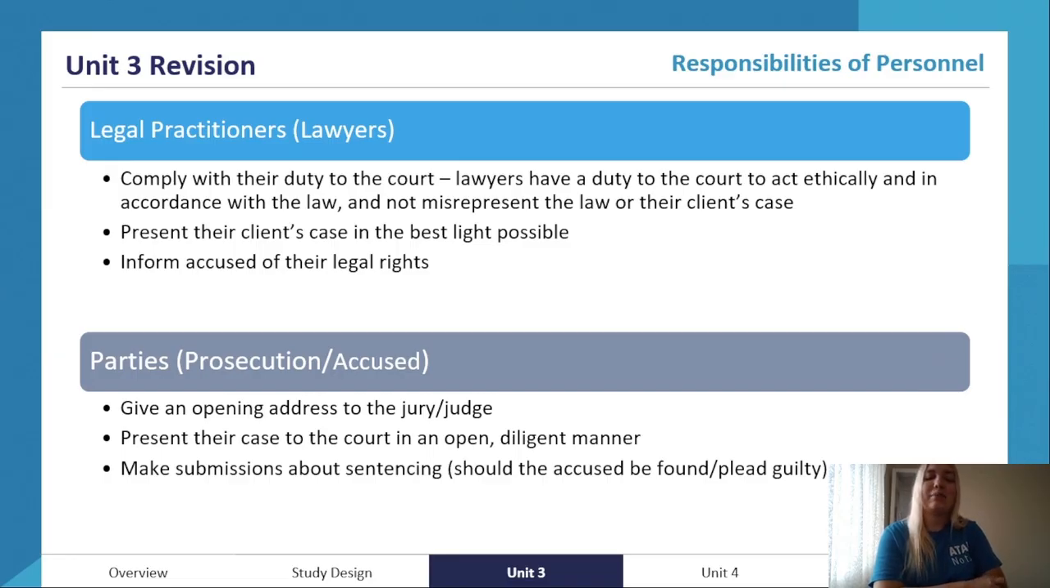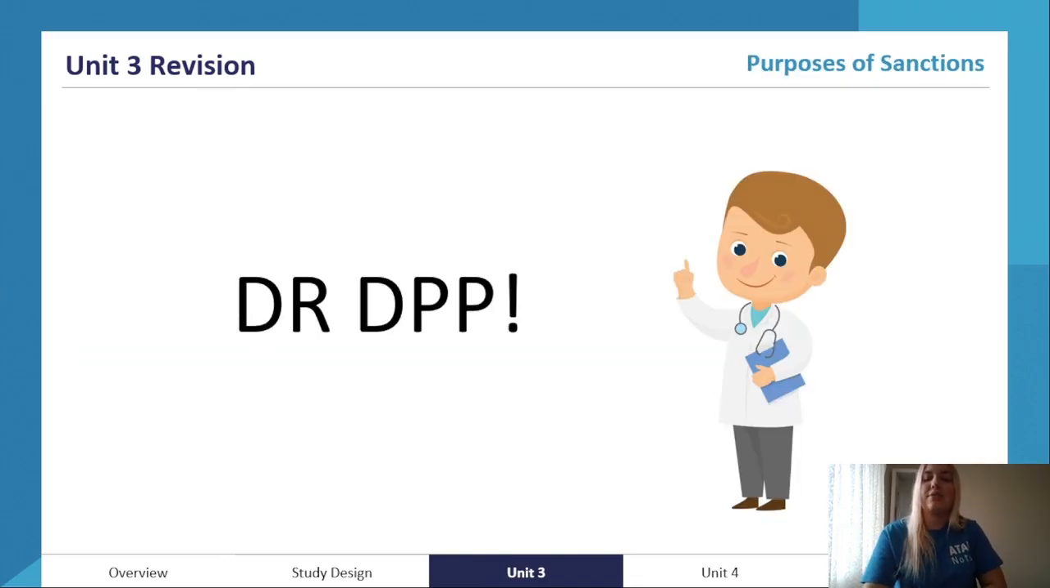And they make submissions about sentencing. So, for instance, if the accused should be found or should not be found guilty and why, the main reasons why, and how severe that punishment should be as well.